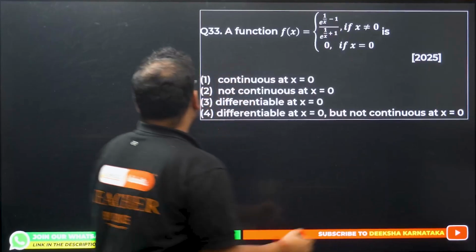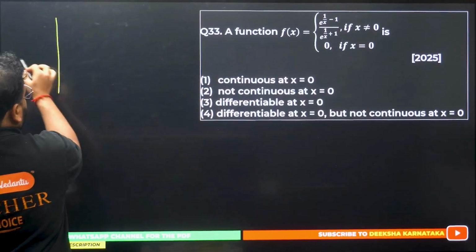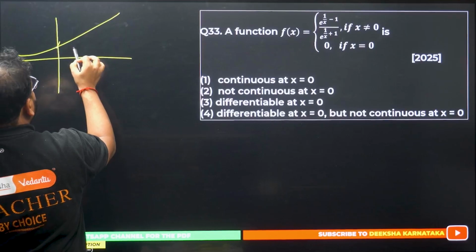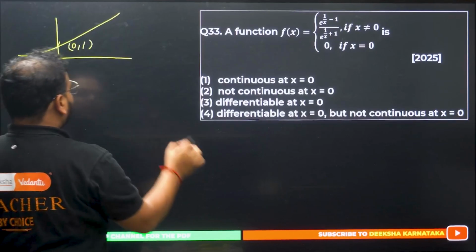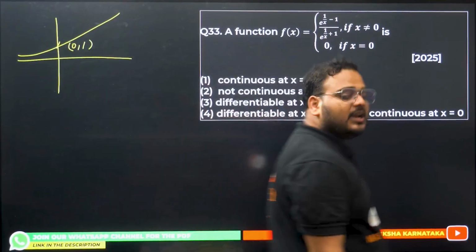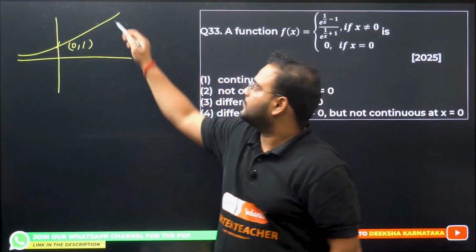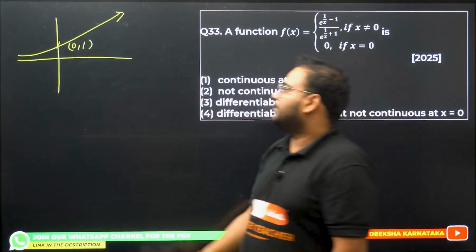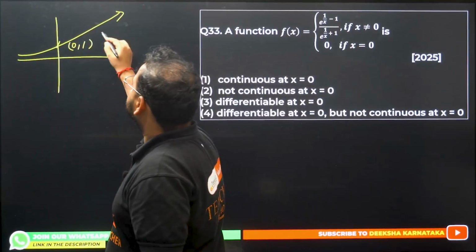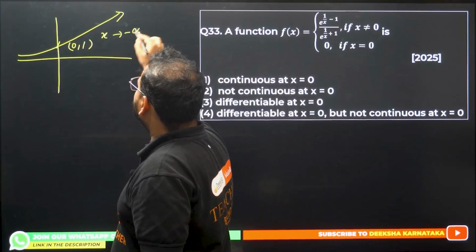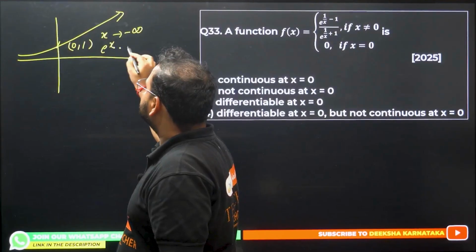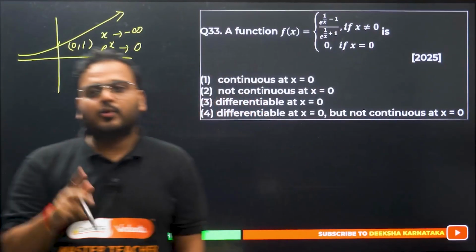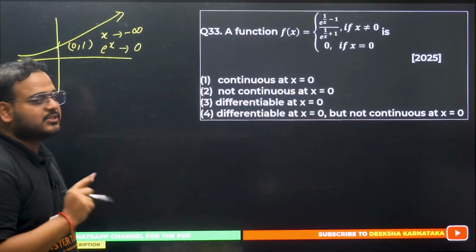Now understand the graph of e power x first. That is very, very important. This is the graph of e power x. This is the point 0 comma 1. If you try to look at the area, you'll have no result because it's going to be plus infinity. But when x tends to negative infinity, e power x tends to 0. Very interesting part. When x tends to negative infinity, e power x tends to 0.